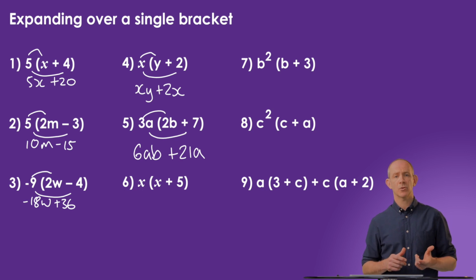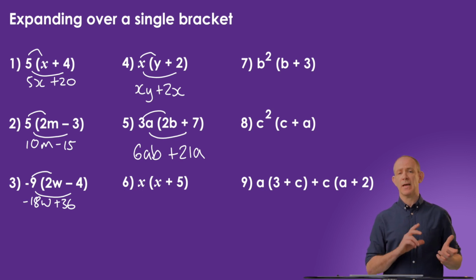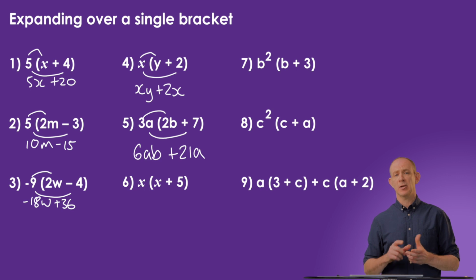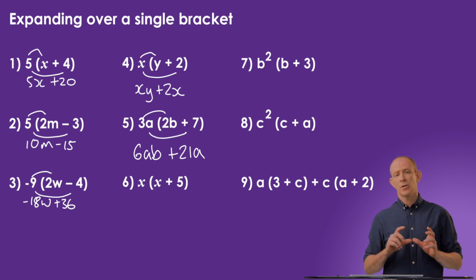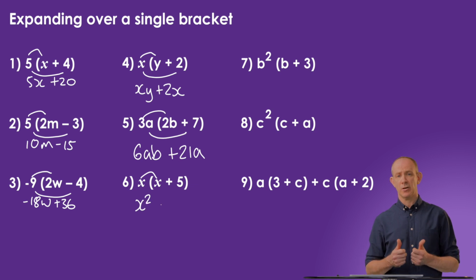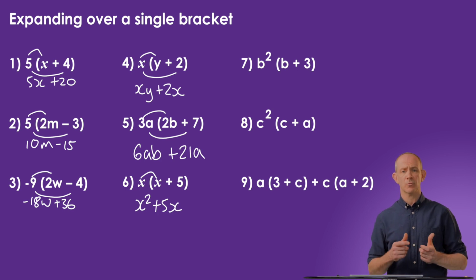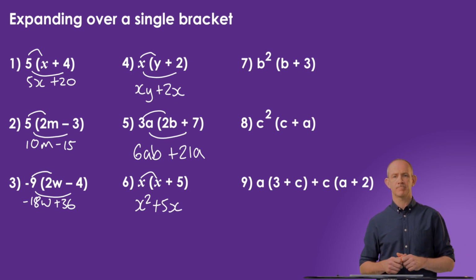In the next one, we've got x outside the brackets and inside the brackets, x plus 5. Let's see how this affects it. So we've got x times x, which will give us x squared. And then we have x times positive 5, which would give us positive 5x. So you can write the answer x squared plus 5x.